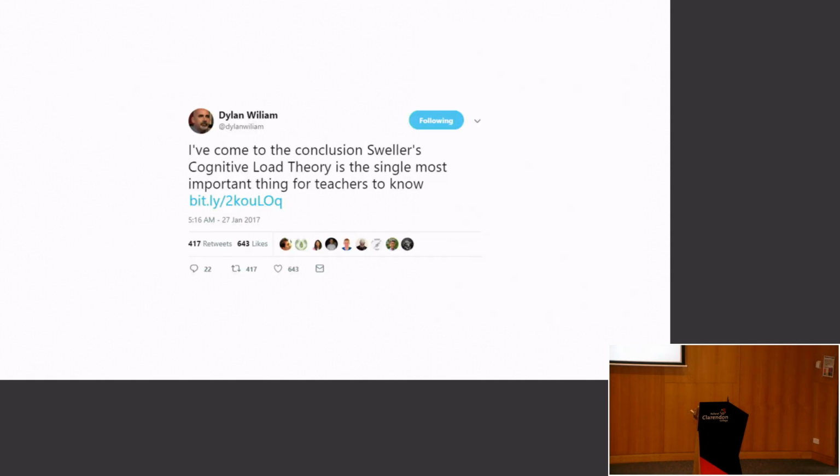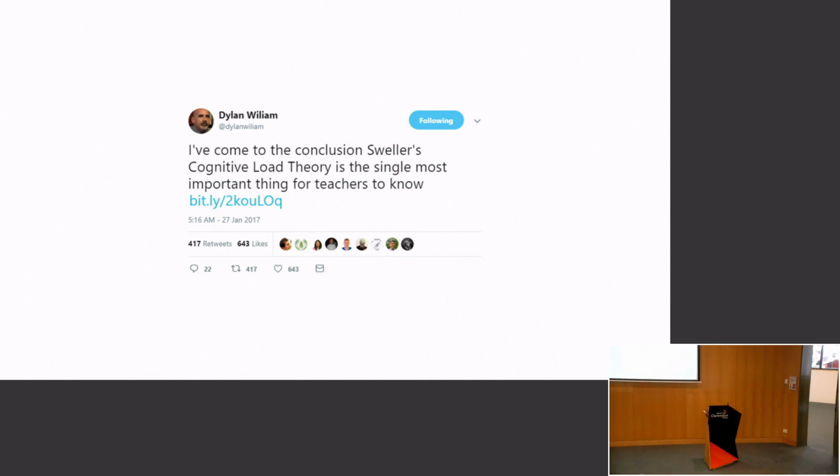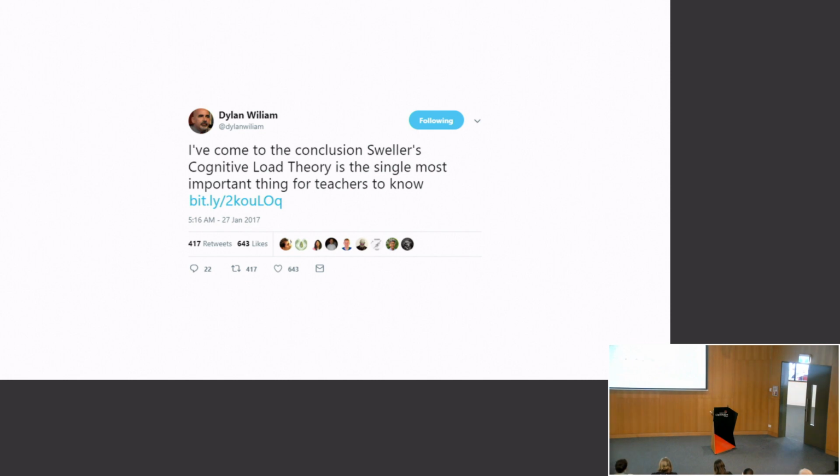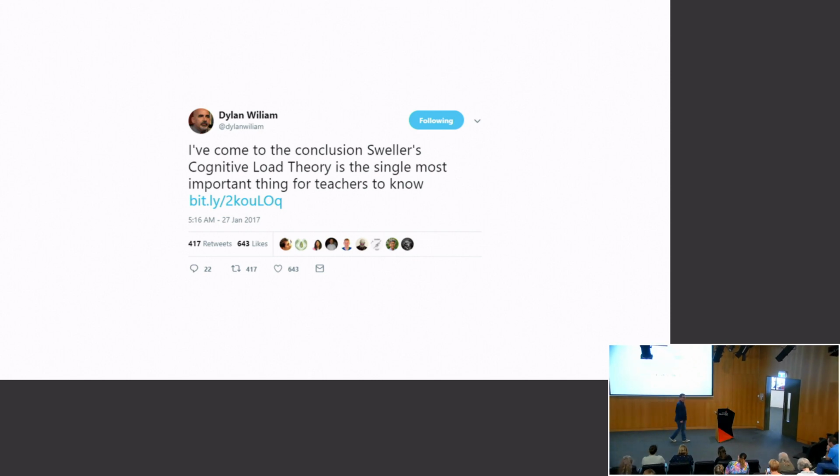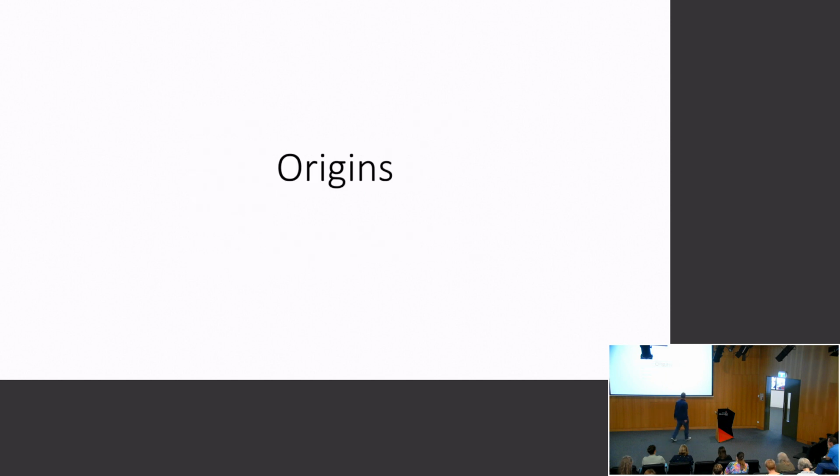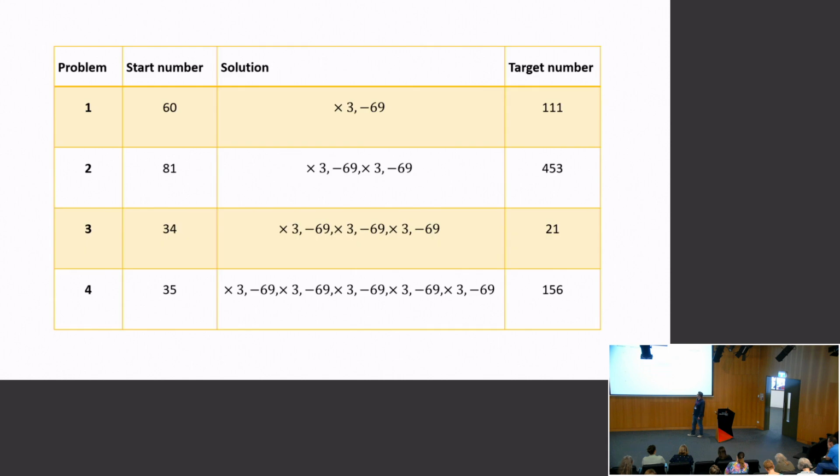This is Dylan Wiliam. So maybe that's 2017, and I think since 2017 the profile of cognitive load theory has risen. But it does raise the question as to why Wiliam thinks it is the single most important thing for teachers to know. I will explain that along the way. For those familiar with cognitive load theory, his reasoning might be surprising. I can't speak for him, but I think I have a grasp of why he says this. So, the origins of cognitive load theory.